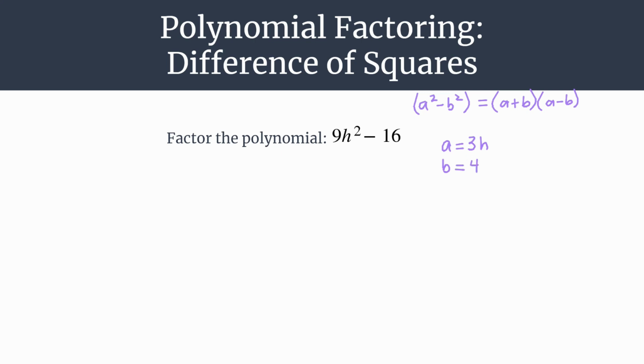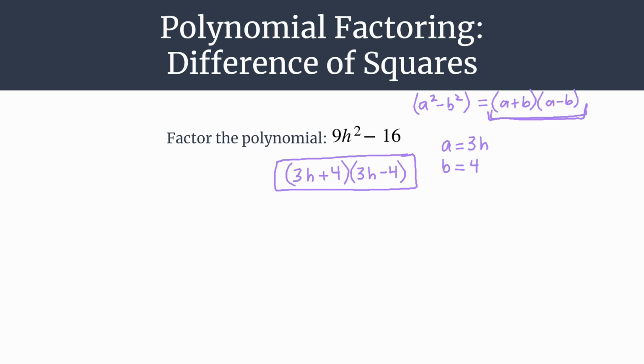And now all we have to do is plug it into that template, a plus b times a minus b. So doing that's pretty simple. We'll have 3h plus 4, that's the a plus b portion, times 3h minus 4. So difference of squares really does become second nature. You won't have to write out the a and the b term. I think it is nice if you're learning this to do that, but eventually this factoring will become second nature to you. So this right here is our final answer. This is the factored version of our polynomial.